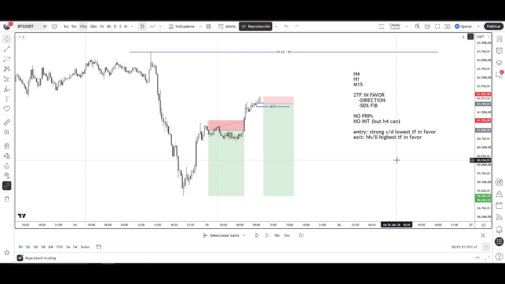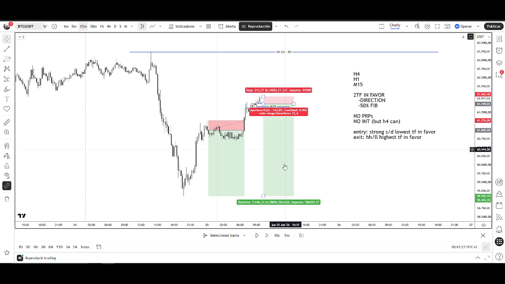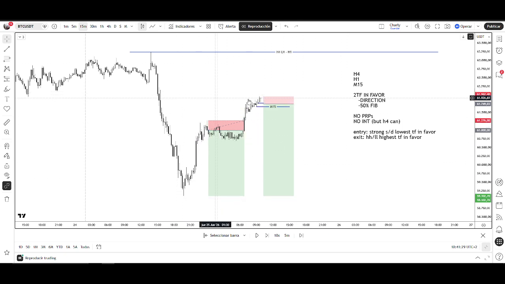Until we gather more data, no time window, and also we trade on weekends. These are the rules, basically. I mean, nothing else. So far, so good. So now applying these rules to these two trades. Well, we have H4 and H1 in favor. Both have the same direction, and the 50% is tapped also for this one.